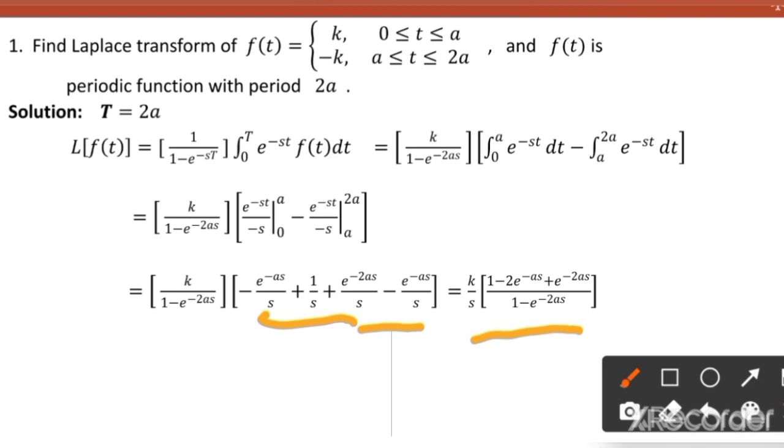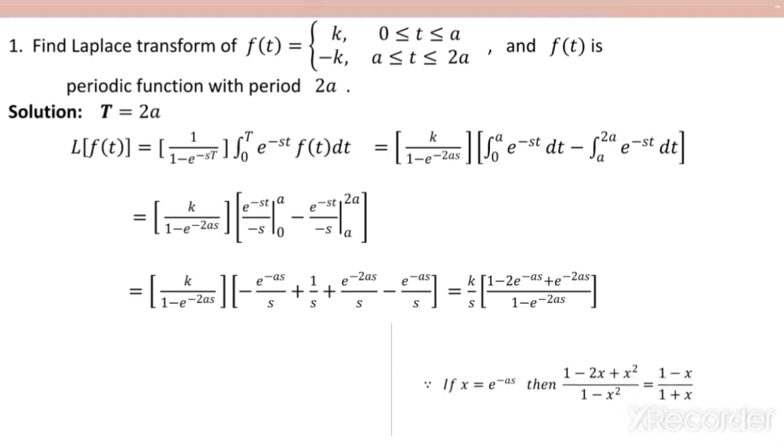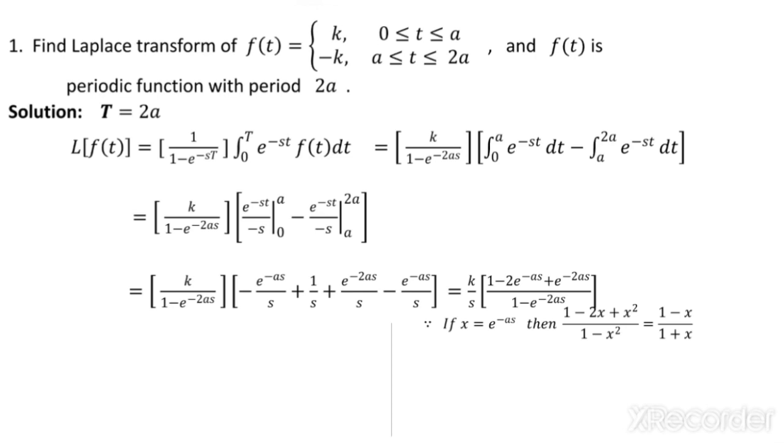So I can simplify this by observing the numerator. The numerator is in the form of a minus b the whole square, where a is e power minus as and b is 1. Or I can make it simple for our convenience by taking x equal to e power minus as, then it looks like 1 minus 2x plus x square by 1 minus x square. So the numerator is 1 minus x the whole square, and the denominator is a square minus b square, thereby I can write it as 1 minus x into 1 plus x. Here 1 minus x gets cancelled from both numerator and denominator, leaving back 1 minus x by 1 plus x.